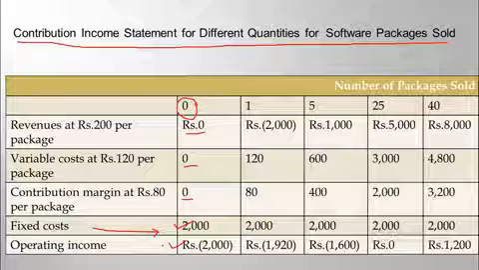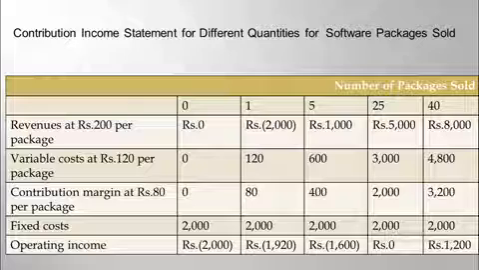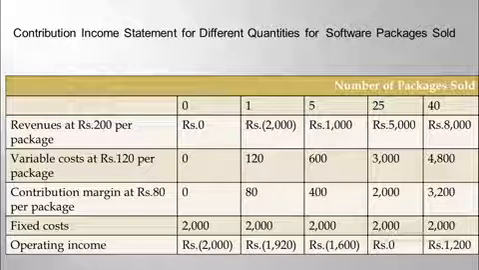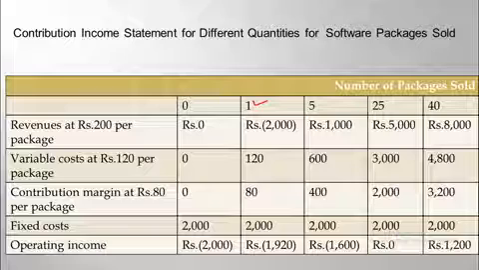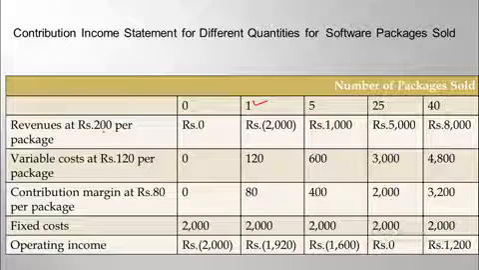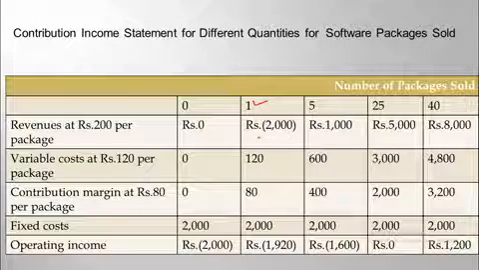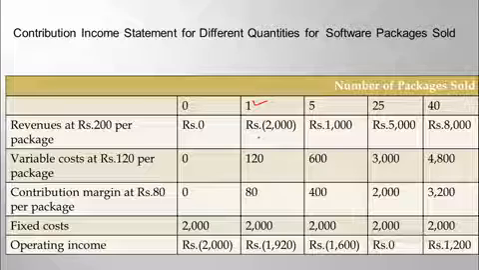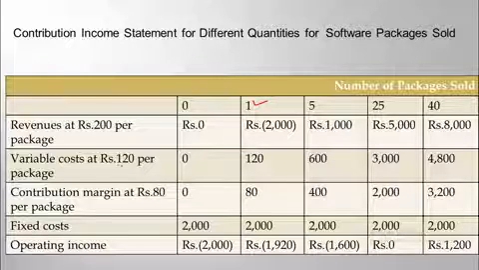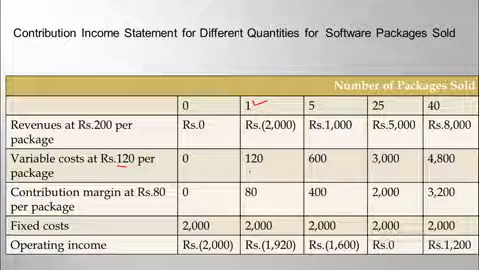So in that case they will be having a loss of rupees 2000. Now in the second case, if IT Solution Private Limited sold one software package, then the 200 rupees per package is the cost of the software package. So in that case, the 2000 will be their price for the software packages paid, and the variable cost for each software package is 120. So the variable cost will be 120 over here.